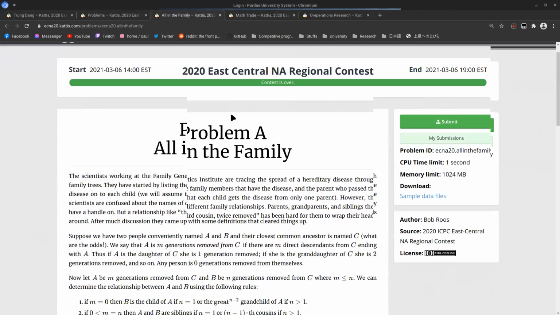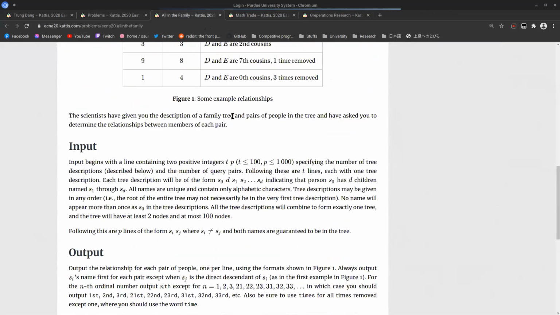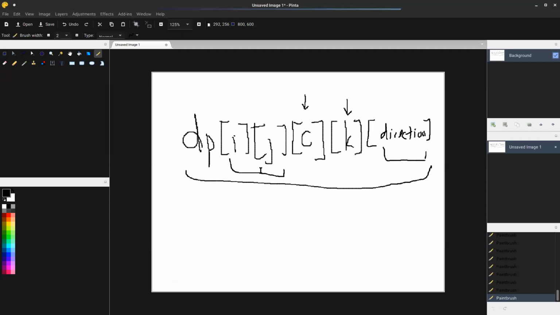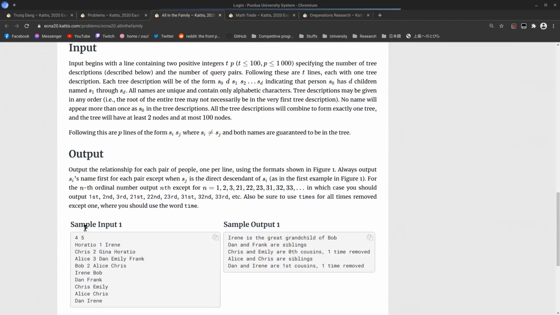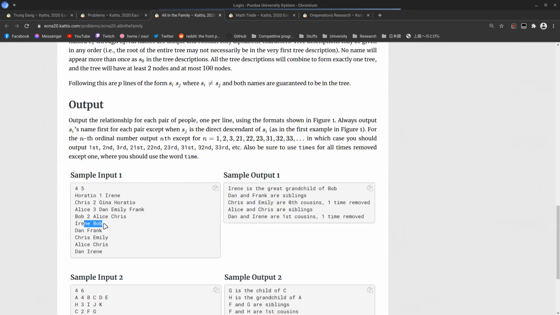Let's talk about A. This is the greatest problem of all time. They give you the family tree. Each person has some amount of children, and it's given that the parent-children relationship forms a tree, and they'll give you some queries. Each query gives you two people, and they want you to determine their relationship: grandchild, great-grandchild, siblings, zeroth cousins, once removed, or something like that.